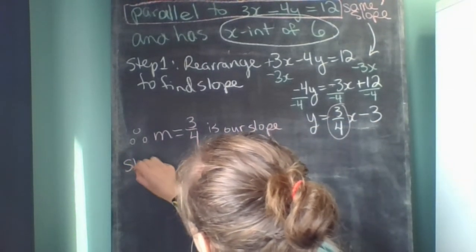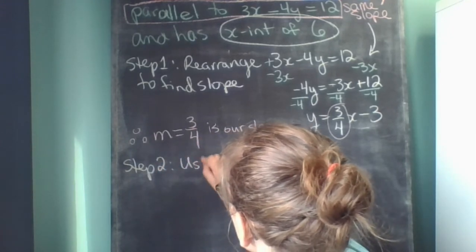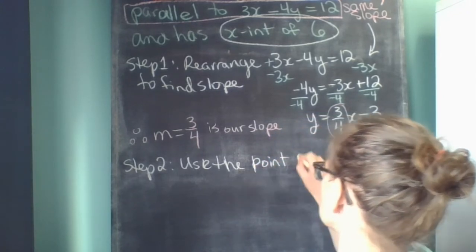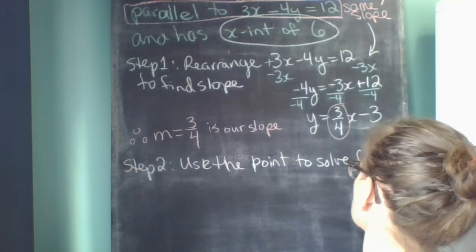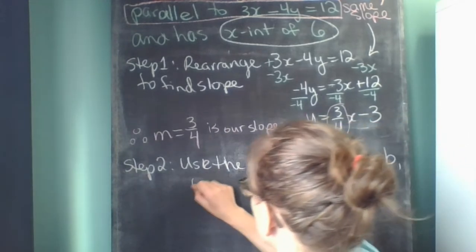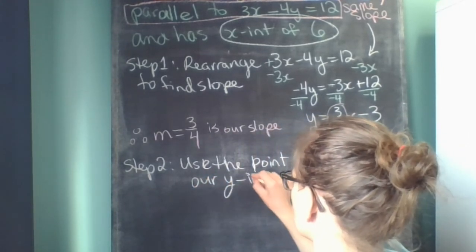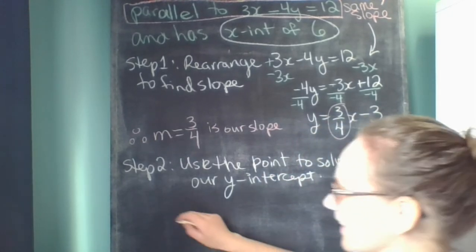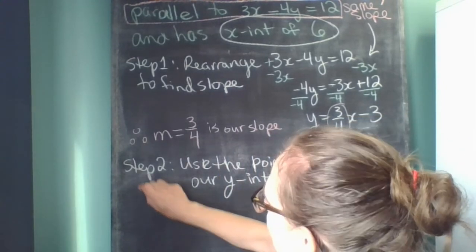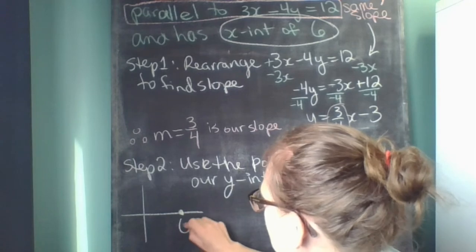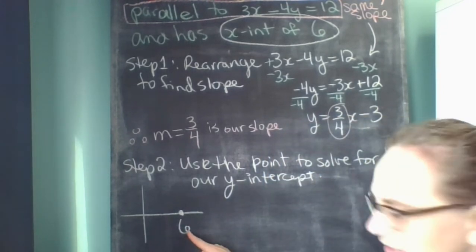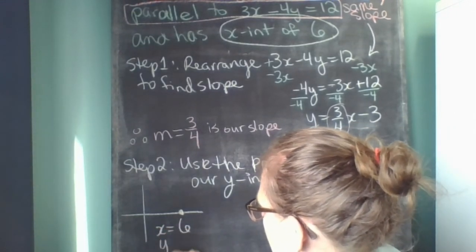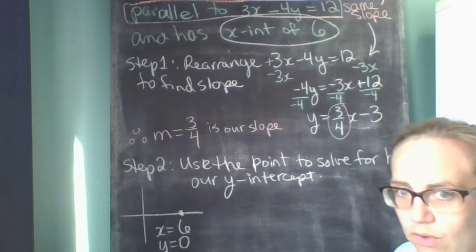So step 2, use the point to solve for b, our y-intercept. Good. Okay. So what do I know? I know that I have an x-intercept of 6. So an x-intercept of 6 would get plotted there. That means my y value is 0. So my x is 6. My y is 0. So that's our point.